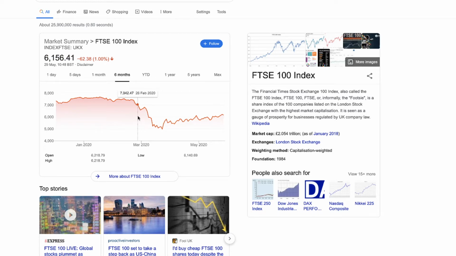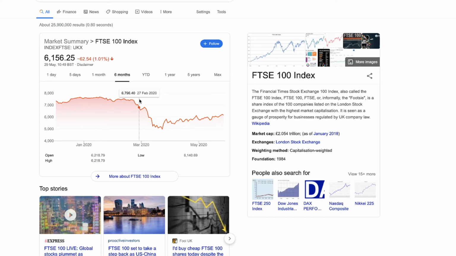Now, the reason why it falls is because when the coronavirus came, pubs closed, airlines shut down, and obviously when airlines shut down and pubs closed, they're making no profit. When they make no profit or revenue even, investors don't demand the stock, their share price falls. And essentially when their share price falls, as the FTSE 100 index is an average of all of these companies, the index as a whole falls.